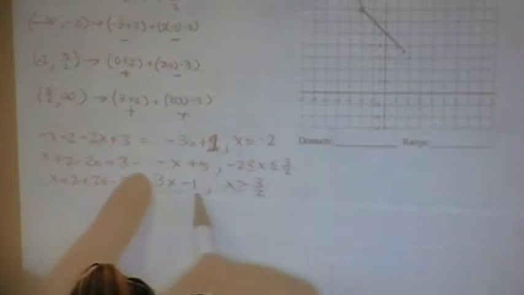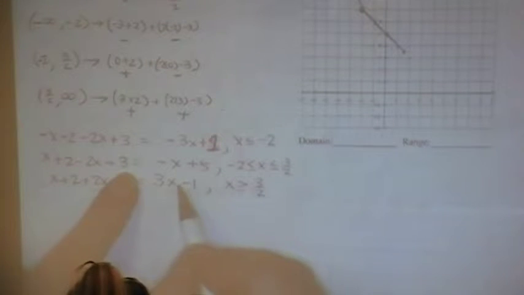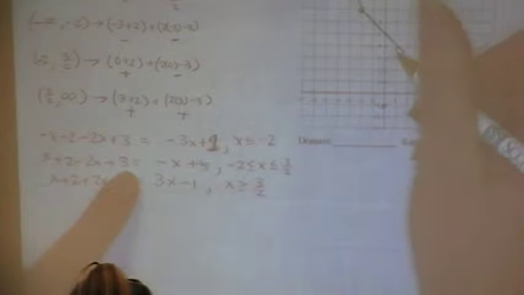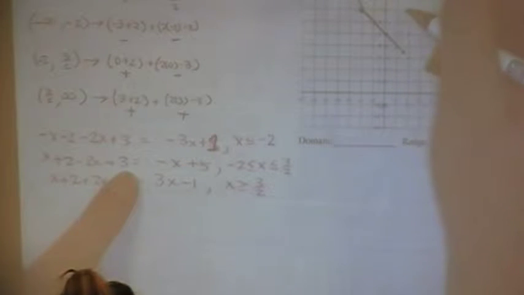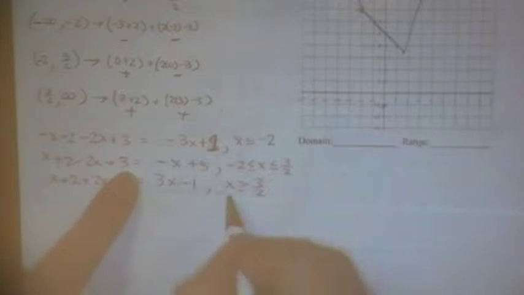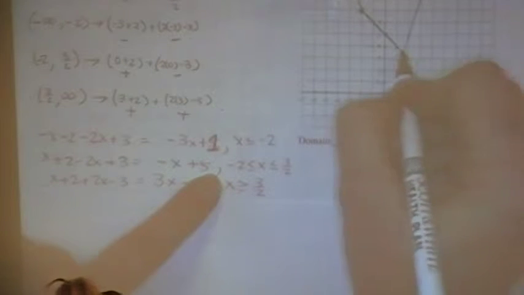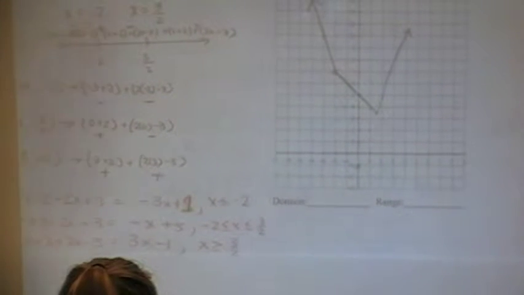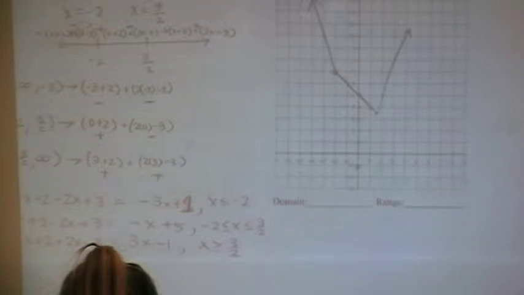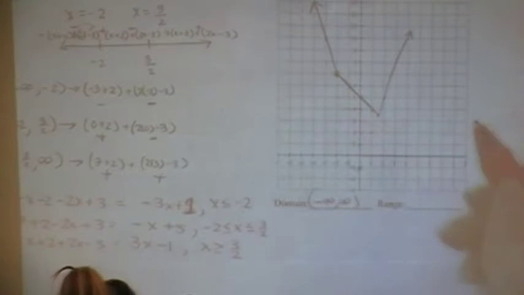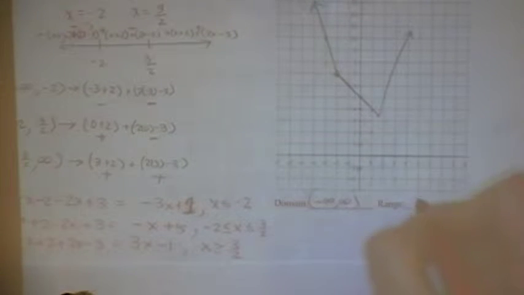And then the last piece is this one. Using slope-intercept form, it's at negative 1. My slope is 3, so up 3 over 1, up 3 over 1, up 3 over 1. So that looks like this. And it is only on the interval where x is greater than 3 halves, so that's why it starts at 3 halves. I didn't use the straight edge, so it's not perfect, but it's a pretty good estimate. My domain is negative infinity to positive infinity. Range looks like 3.5.